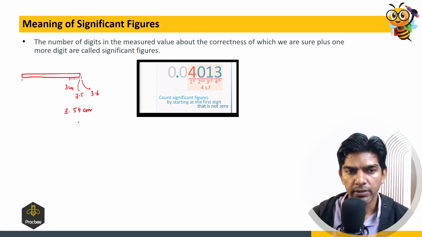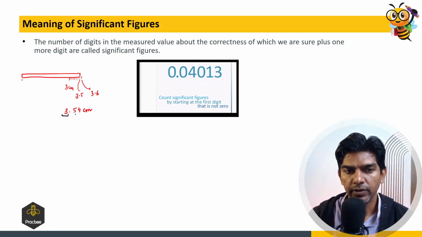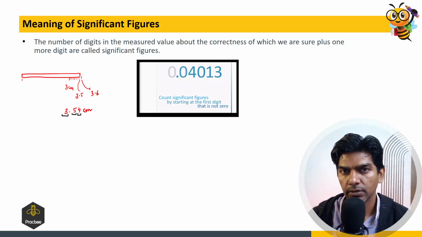Now in this measurement, we are certain about 3, we are certain about 5, but this last digit is uncertain. So we can say the number of significant figures in the measurement of the length of this specimen will be 3, right? We have to count all certain figures and the last uncertain figure. So it will have 3 significant figures, right?